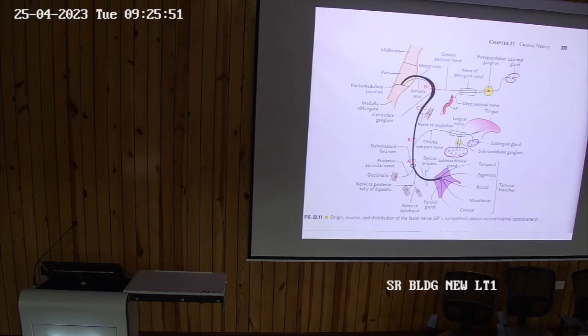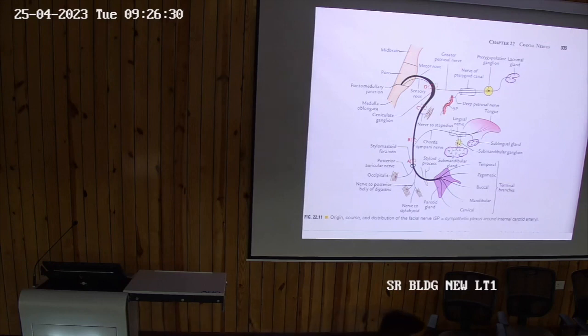Now one thing, as this nerve enters into the internal acoustic meatus, listen carefully, along with it the facial nerve enters, the vestibulocochlear nerve, that is the eighth cranial nerve, also enters. And the third thing, the labyrinthine artery also enters into the internal acoustic meatus. So three structures enter the internal acoustic meatus: facial nerve, vestibulocochlear nerve, and labyrinthine artery.